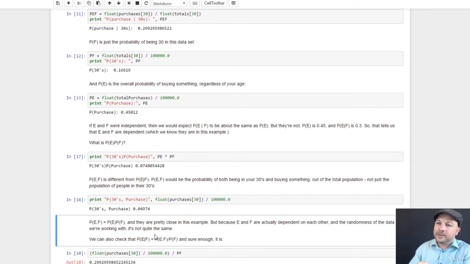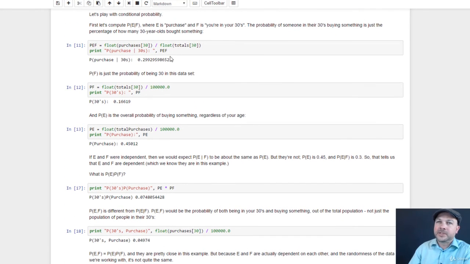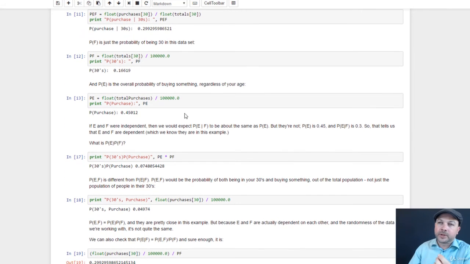However, we can check that our original equation still holds. That does take conditional probability into account. So remember, back from the slides, we saw that P of E given F is equal to P of E and F together divided by P of F. And sure enough, if we do that math, it all works out. We end up with 0.299, about 30%. And that does jibe with our original result back up here of about 30% when we computed that directly. So sure enough, our equation works.